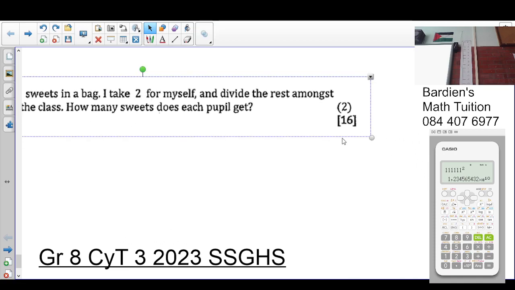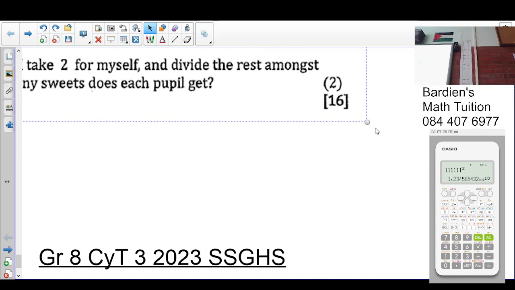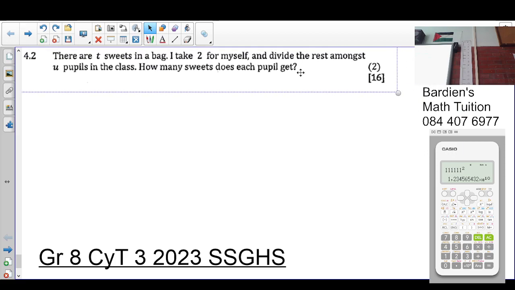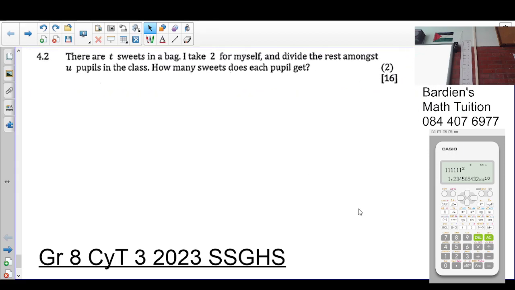Favorite question of it all? Yes, you're surprised that you are right. Nice. Good. There are 3 sweets in a bag. Now think about it. If there are 5 sweets in the bag, and I keep 2 for myself, then how much is there? 3. And you divide the rest, which is 3, amongst 10 people. Then what do we say? 3 divided by 10.